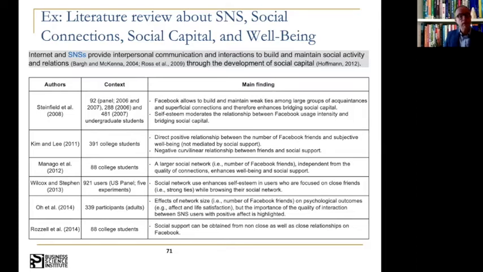Study 2, from Kim and Lee in 2011, was done with 391 college students. They used ANOVA to analyze the data, and they found a direct positive relationship between the number of Facebook friends and subjective well-being, and a negative curvilinear relationship between friends and social support. The third study, from Menego and colleagues in 2012, was done with 88 college students. They used analysis of variance, ANOVA, and showed that a larger social network, that is, the number of Facebook friends, independent of the quality of connections, enhances subjective well-being and social support.